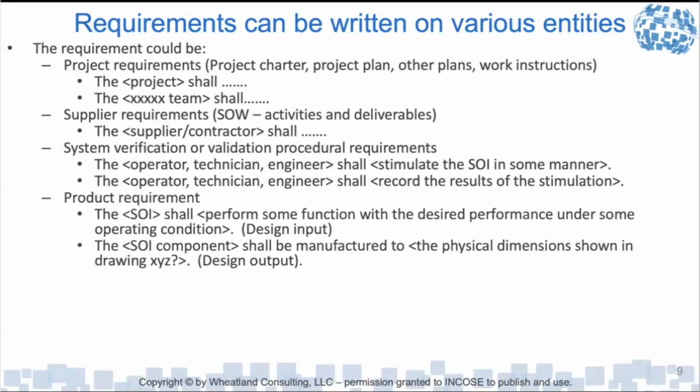And then we have our product requirements and the design inputs and design outputs. So the system of interest shall perform some function with the desired performance under some operating conditions, the design input. Then we can talk about a specific component shall be manufactured to physical dimensions, and that's a design output.